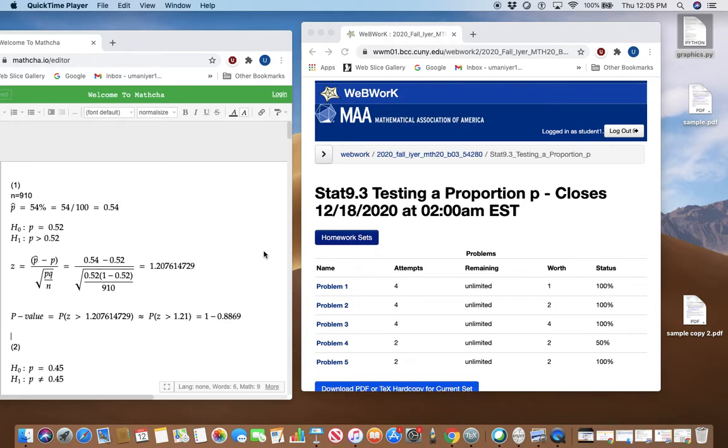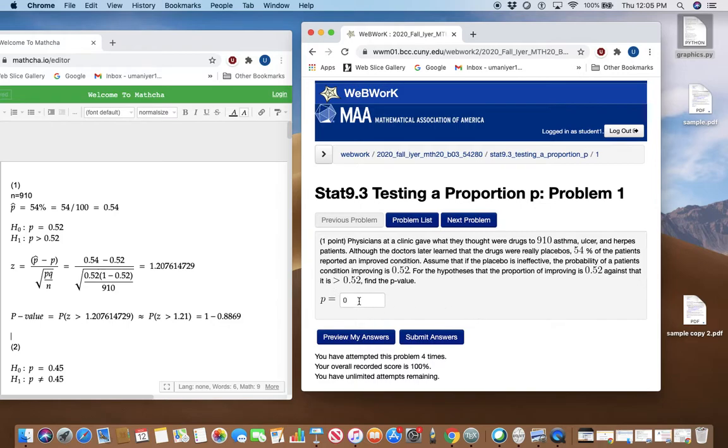So now we look at problems of section 9.3. Problem 1. Physicians at a clinic gave what they thought were drugs to 910 asthma, ulcer, and herpes patients. Although the doctors later learned that the drugs were really placebos, 54% of the patients reported an improved condition.